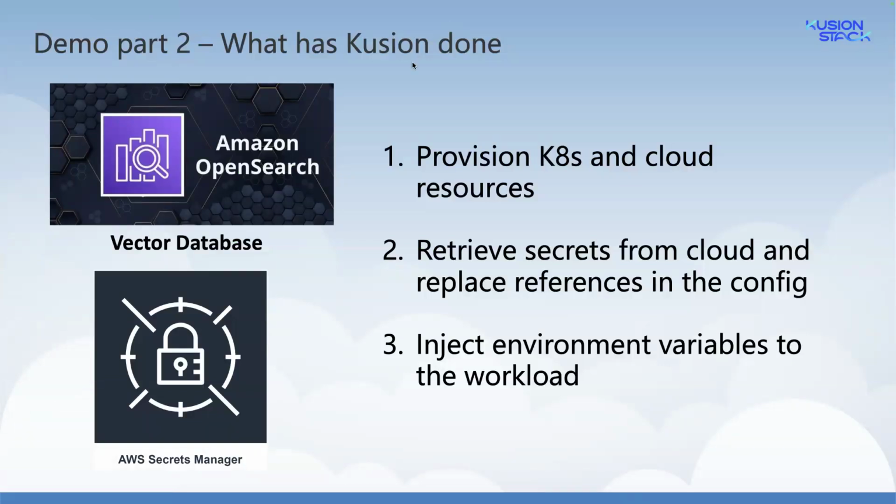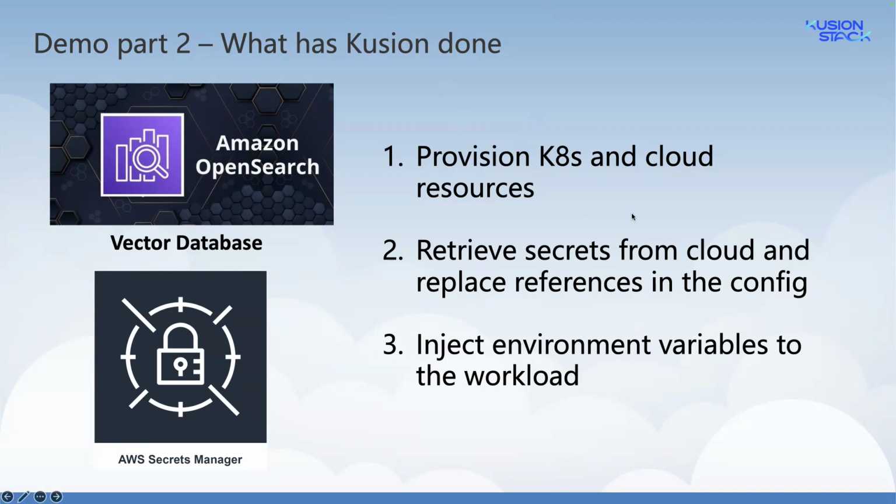What has Kusion done in the host and the hog flows? Kusion provisioned one cloud resource in the vector database, but it leveraged another cloud resource, AWS Secrets Manager, to store the extra secret. And it also provisioned the Kubernetes resources like deployment and so on. This is the first step of what Kusion has done.